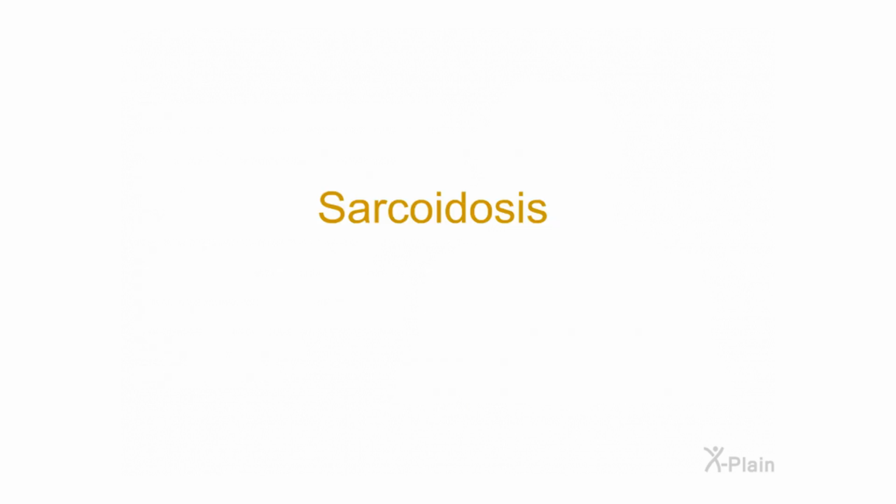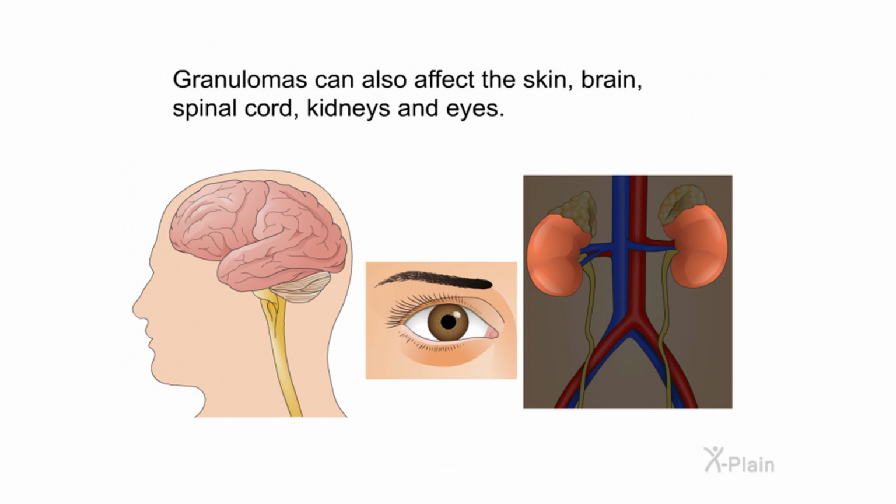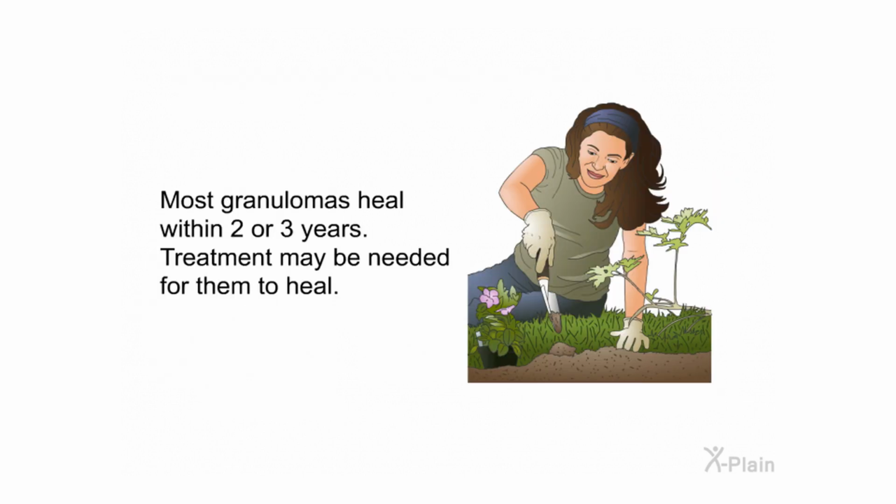Sarcoidosis. Granulomas that appear in people with sarcoidosis can form in any organ or tissue of the body. The lungs and lymph nodes are the most often affected. Granulomas can also affect the skin, brain, spinal cord, kidneys, and eyes. Most granulomas heal within 2 or 3 years. Treatment may be needed for them to heal.